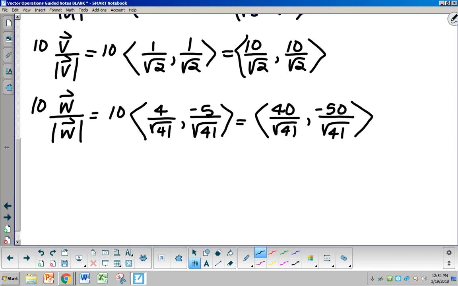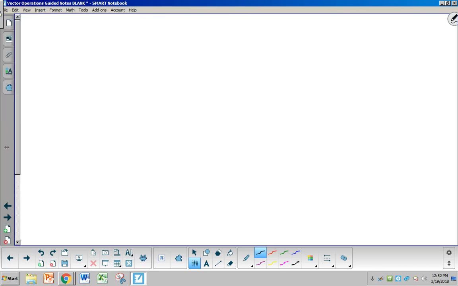Questions on how to find a unit vector? You take the vector, find its magnitude, and then take your original vector and divide by its magnitude. All right. I'm going to insert a blank page here because I'm going to ask you about another vector.